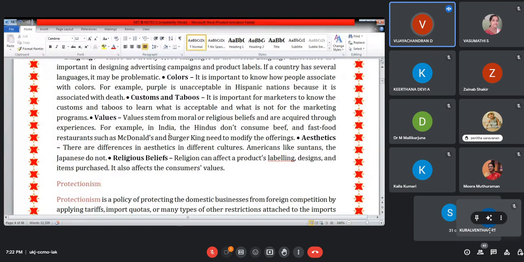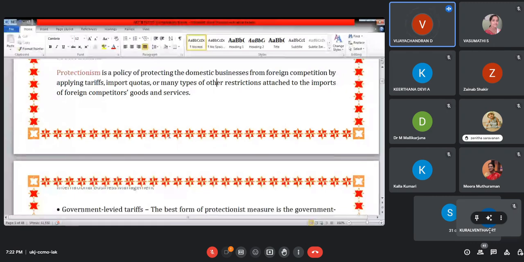Okay. Next, I'm moving into protectionism. This is very simple. I told two things. In the case of protectionism, in order to protect the domestic business, there are two ways. What are the two ways? The tariff, and another one is the import quota. So they will limit the import values. You can't import more products beyond the limit they fix.